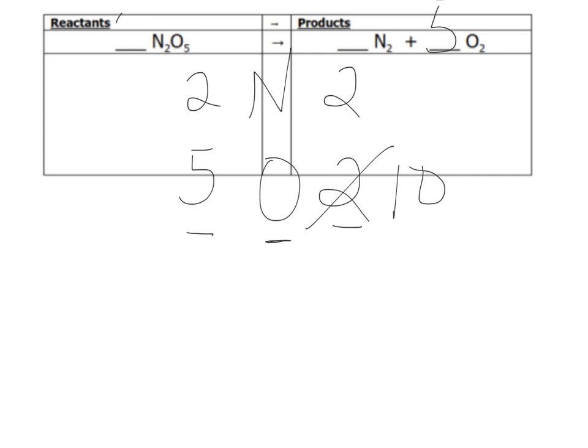And then we're going to put a 2 in front of N2O5, and we're going to update our N to 4 and our O to 10 because we know that it's 2 of the entire formula. So we have to distribute to both. So this one, the coefficients are 2, 1, 5.